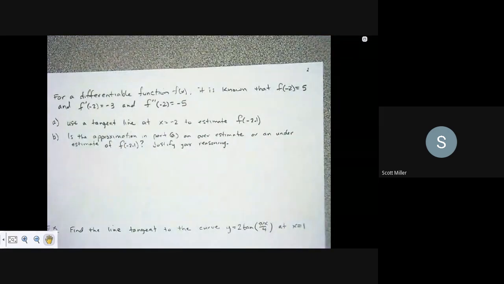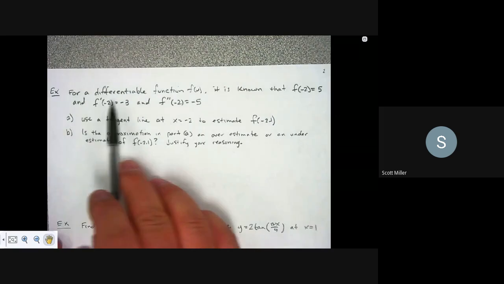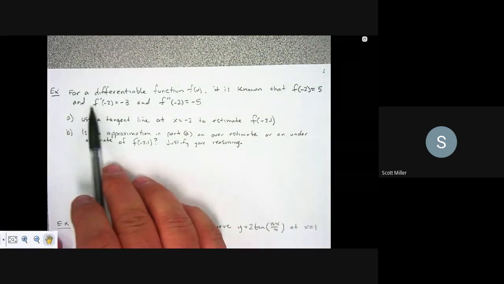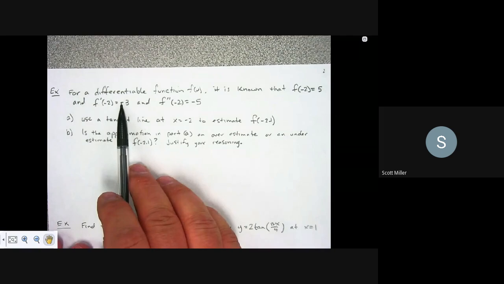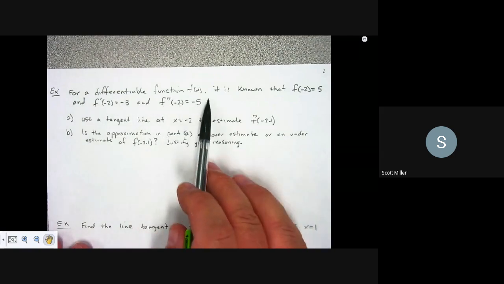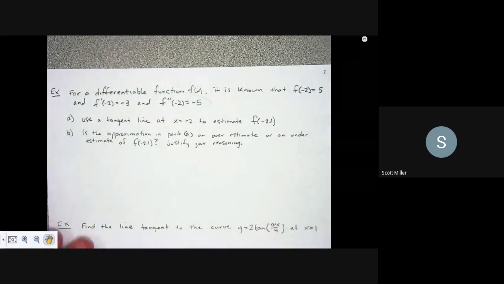Okay, so here's our problem. For a differentiable function f, it is known that f at -2 is 5, f prime at -2 is -3, and f double prime at -2 is -5. And this part right here is going to help us with the curvature. All right. So the first part here is to find a tangent line to estimate f at -2.1.